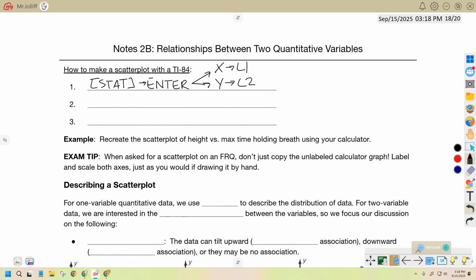Some of us are fast typers, some of us are slow typers. If you know you're on the slow typer end, you need to start practicing typing on your calculator. Speed is a factor when it comes to AP test day.